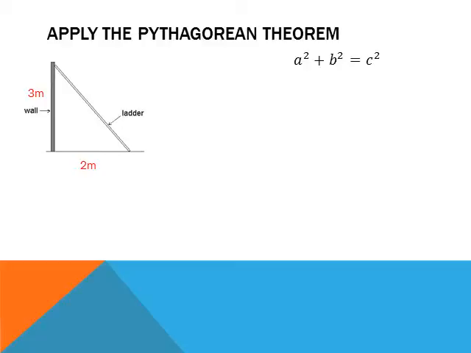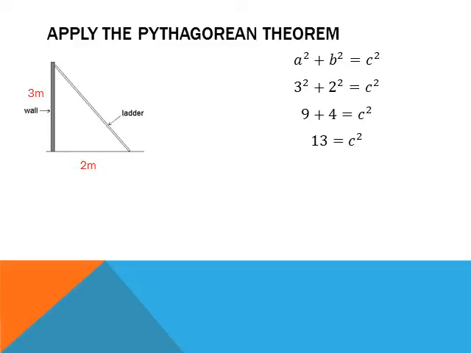State the Pythagorean theorem, a squared plus b squared equals c squared. I know that my a is 3 meters and my b is 2 meters, so I plug them into the formula. I calculate my squares, and I get 13 equals c squared. So what I really want to know is the length of the ladder, which is represented by the variable c. So I want to isolate c, and I do that by using my knowledge of algebra.